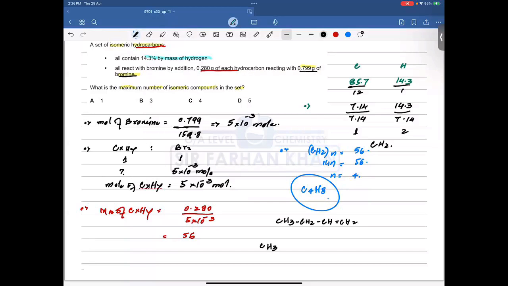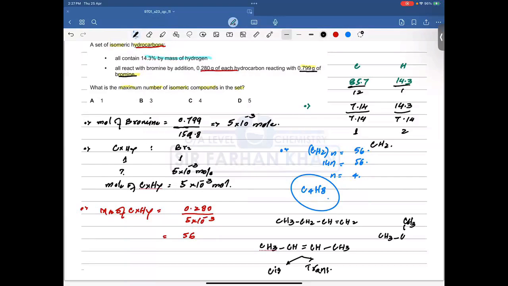Then we have butene, and this butene has both cis and trans isomers. That means we have cis-but-2-ene, trans-but-2-ene, but-1-ene, and also 2-methylpropene.